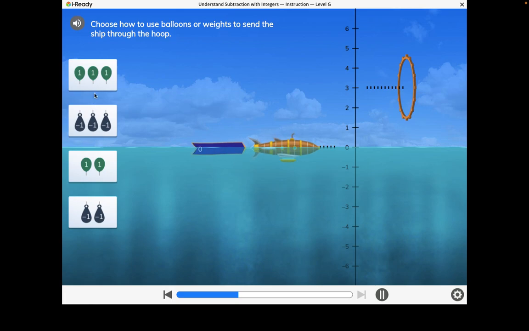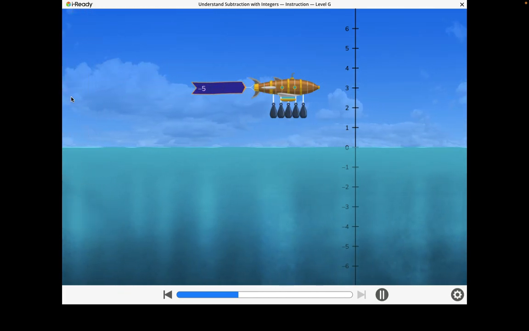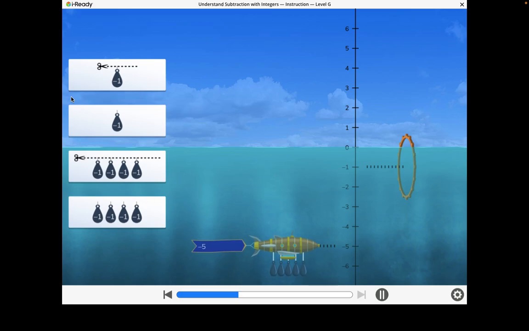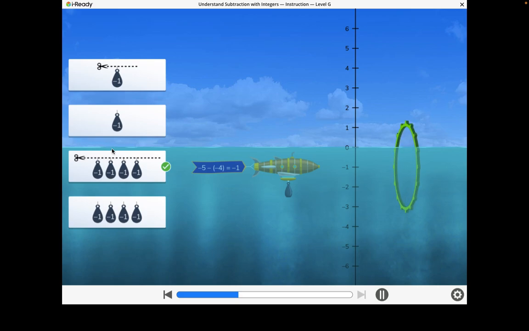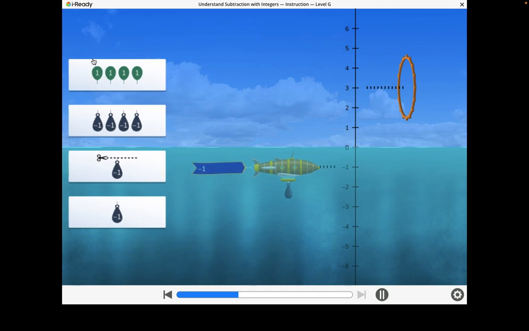Okay, now we gotta use balloons, or weights, to send the ship up 3. So this one. Now we gotta send it up again. Alright, now we gotta send it up 4. So add 4 balloons.